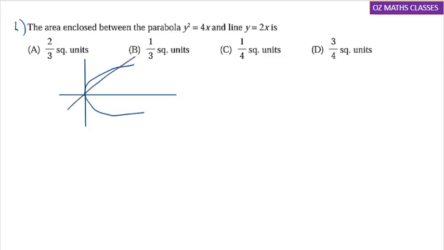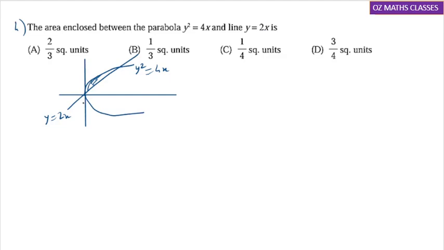Okay, and y equal to 2x. So this curve is called y square equal to 4x, and this line is y equal to 2x. If a line doesn't have a constant, then it will always pass through the origin. So for the y equal to 2x line, if the slope is maximum, this line will be more and more up, and if the slope is less, then this line will be down, nearer to the positive x-axis.